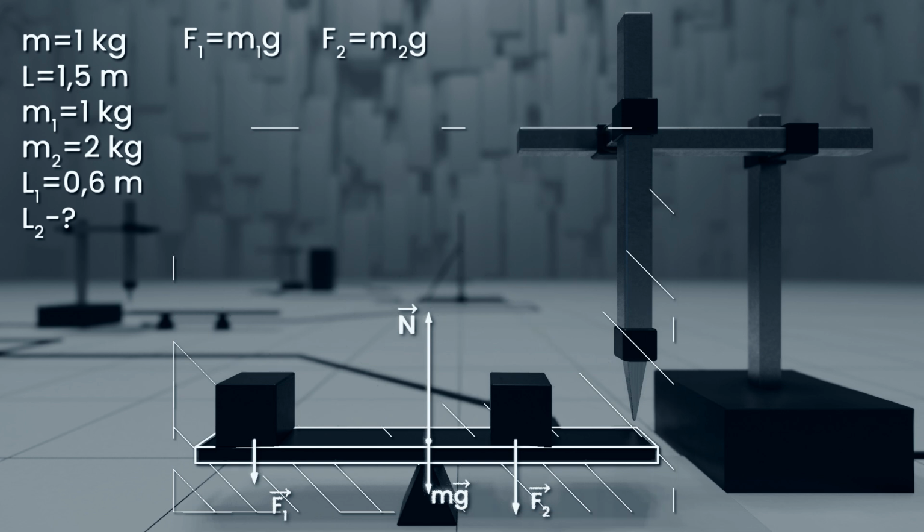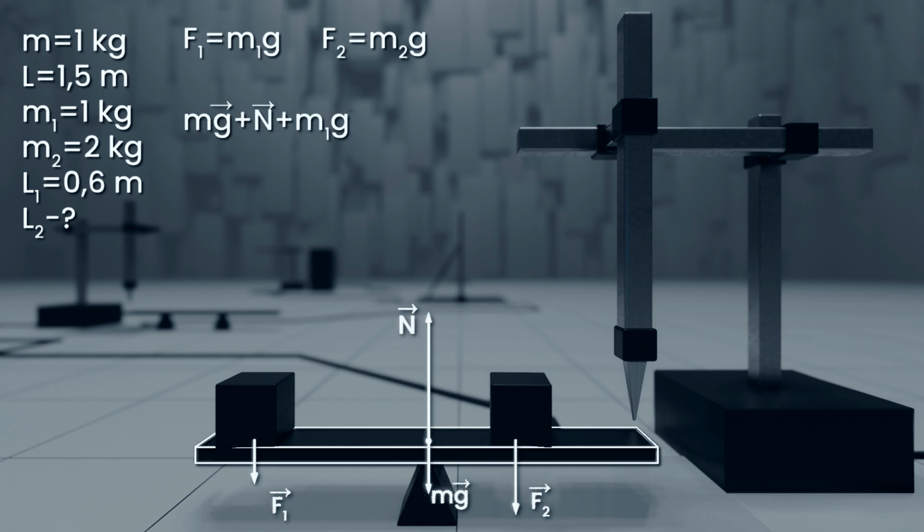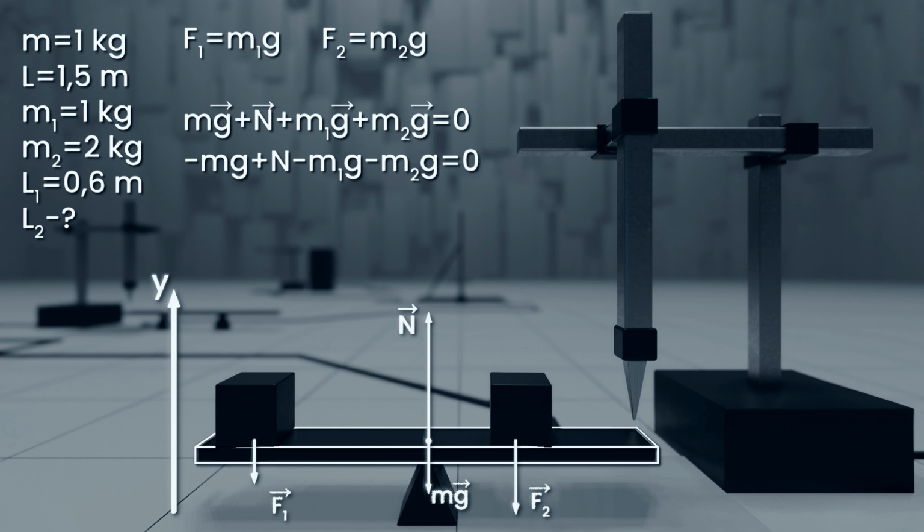Now let's analyze the conditions for equilibrium. Since the board is at rest, the sum of all forces acting on it must be zero. In vector form, this can be written as follows. All forces act along the vertical direction, so we only need to consider a single coordinate axis. Let's define the y-axis as pointing upward and project all forces onto this axis. From this, we can determine that the normal force of the fulcrum must be equal to the sum of the 3 downward forces.